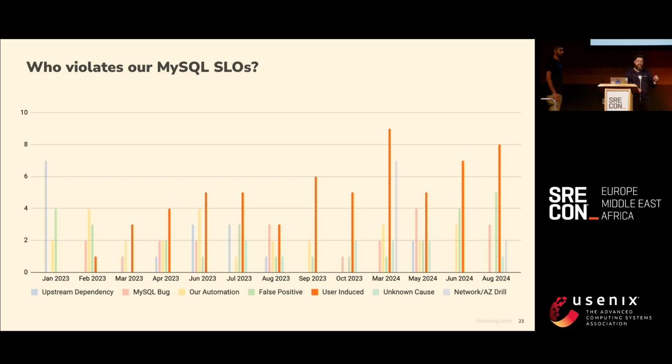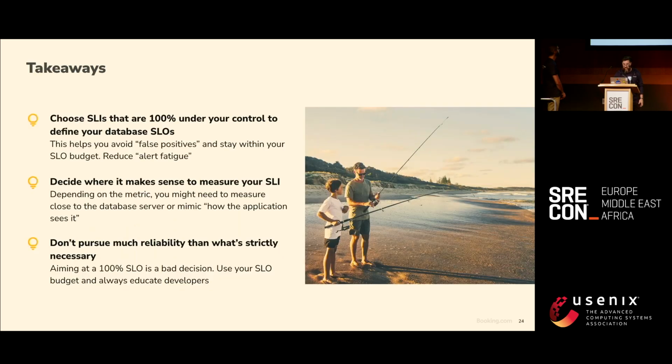We have an important role here, or a really important opportunity, to go and help them use our fleet better, or to understand how they are using it and why they are using it that way. So my takeaways for you in this section are, of course, choose SLIs that you can control. If you cannot control your SLI, it's probably not a good candidate for your SLO, because it's going to give you false positives, alert fatigue, and more.